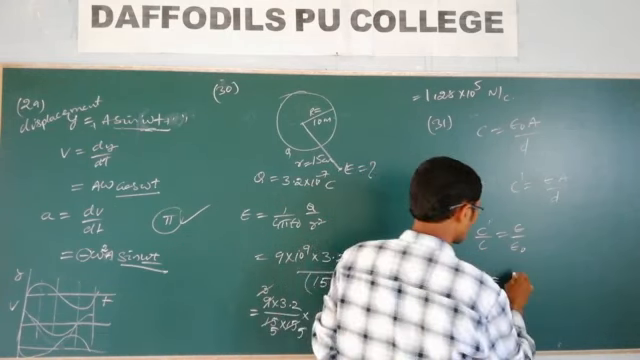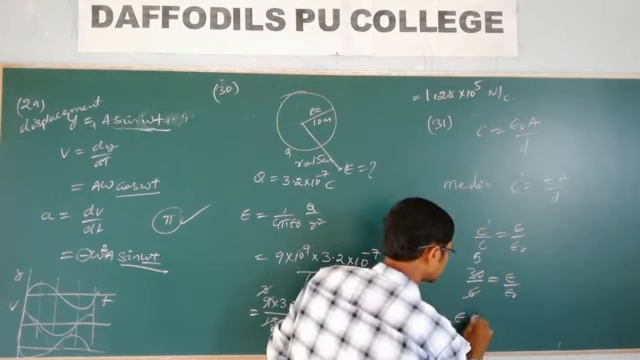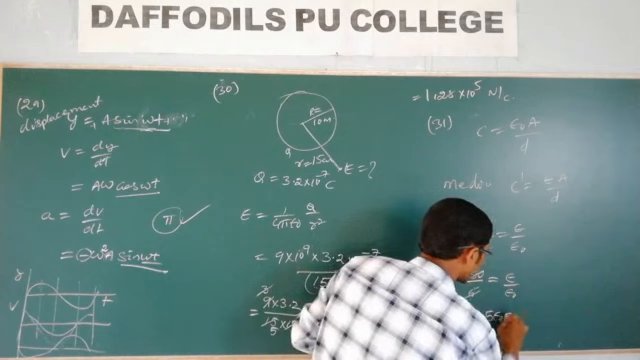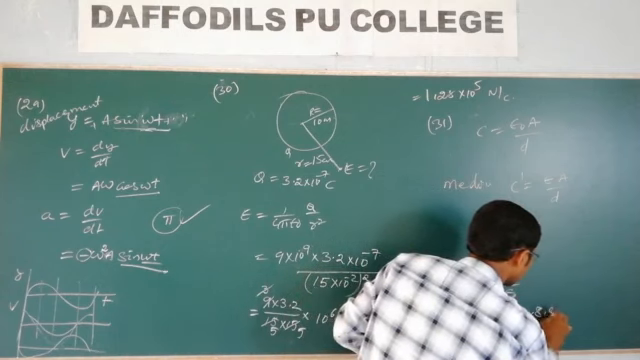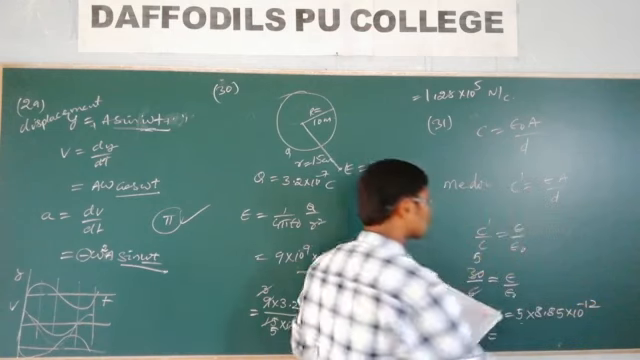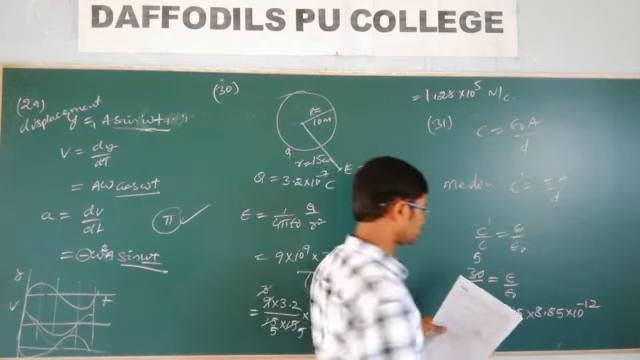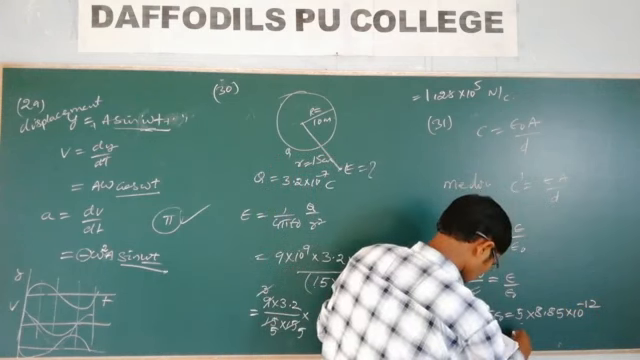epsilon A by D. Then let us take C dash by C, which is equal to epsilon by epsilon naught. Now C dash by C is given as 30 by 6, that is equal to epsilon by epsilon naught. Here it is 5. Then epsilon is equal to 5 epsilon naught.